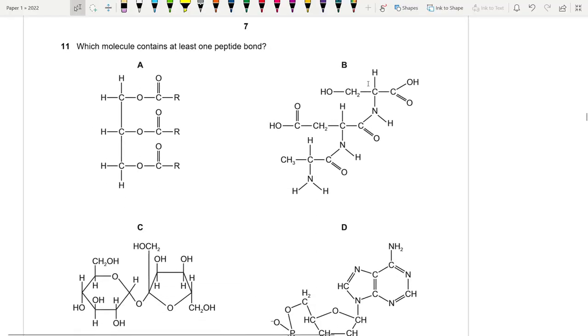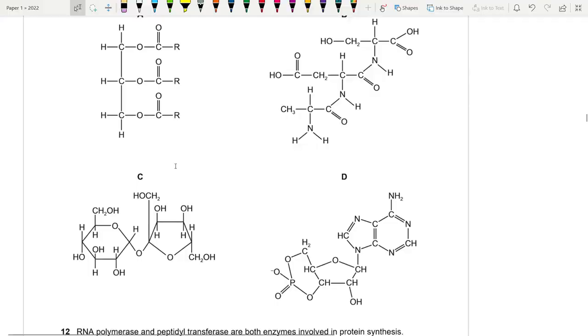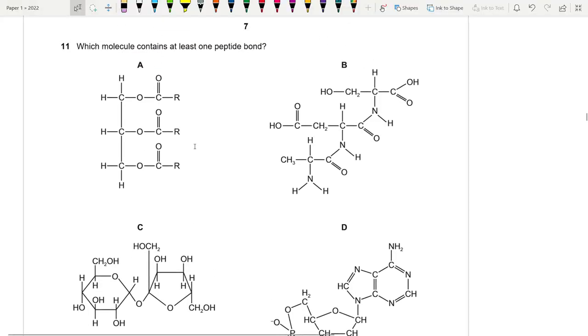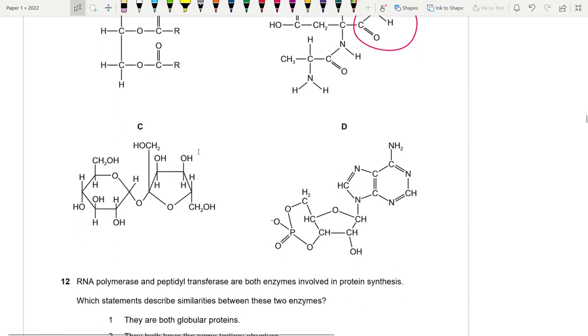Moving on to 11. Which molecule contains at least one peptide bond? A is a triglyceride. C is basically a disaccharide. It's between B and D. What is B? Look at this. CONH. 11B. Peptide bond. D is basically part of DNA.